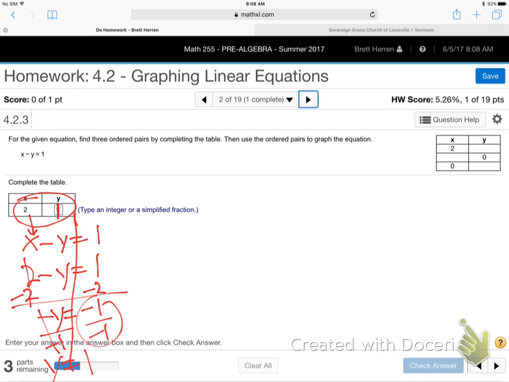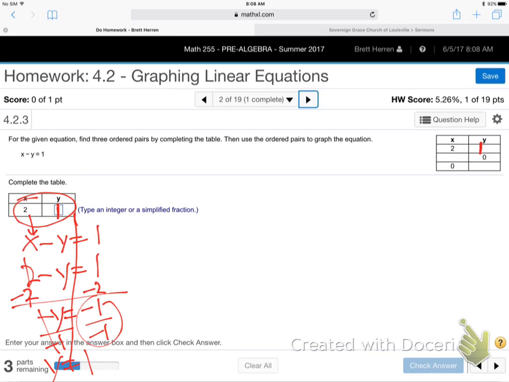So 2, 1. That's going to become a dot on the graph, isn't it? Over 2, up 1, dot, right? In a minute. We've got to do the other two parts of this. So that's the first one that we did. Right over here, over 2, up 1. Now, next, they want us to do the second one.